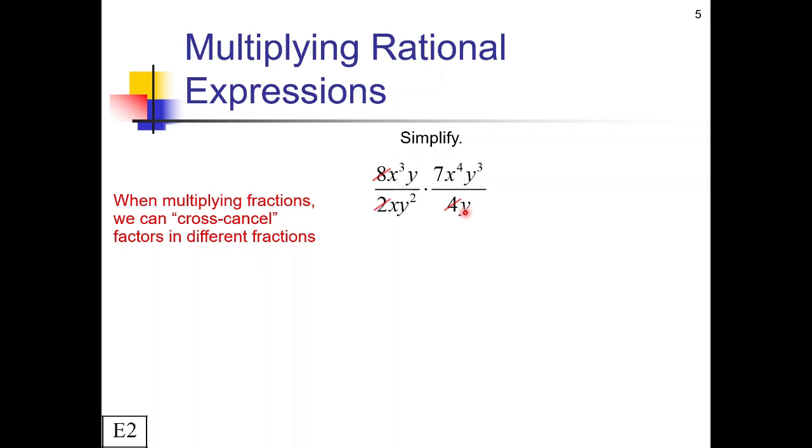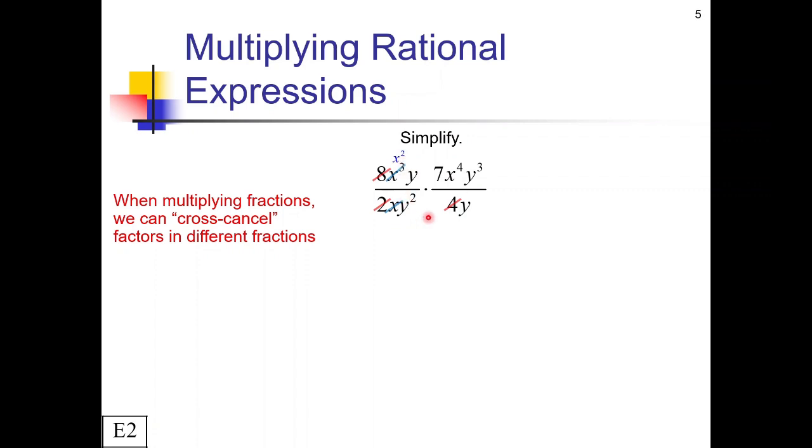And I'm feeling pretty good about myself now. Let me look at the x's as well. We have an x cubed up here and an x down here. If I just cancel those out, reduce those, that's going to leave me with an x to the 3 minus 1 upstairs, so x squared up there.